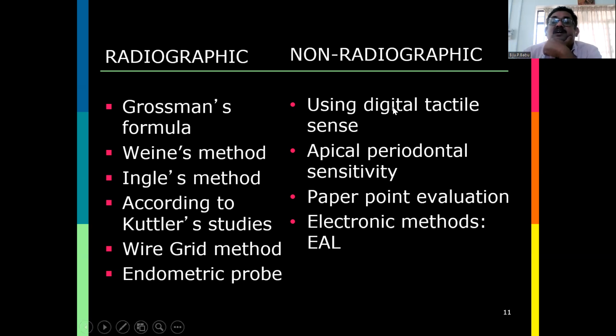Now, without a radiograph, there are a few methods using digital tactile sense, then apical periodontal sensitivity, then paper point evaluation, and electronic methods. So these are the different methods of taking working length without a radiograph.